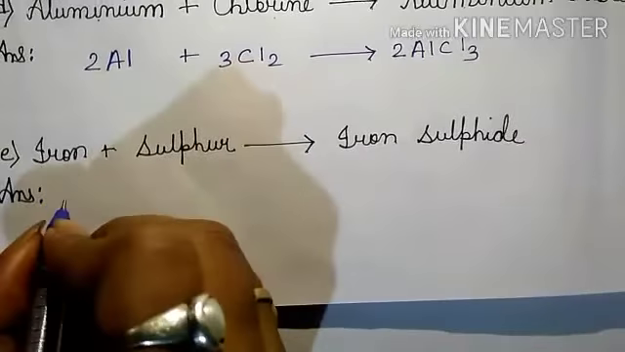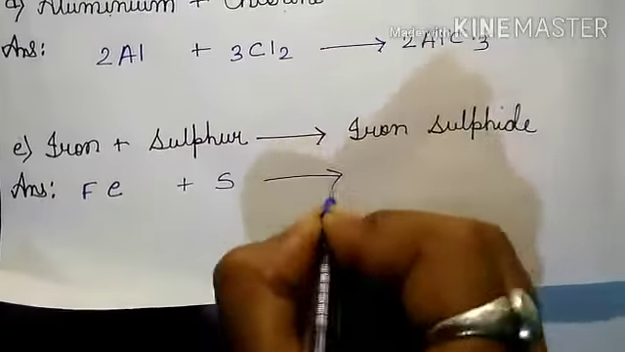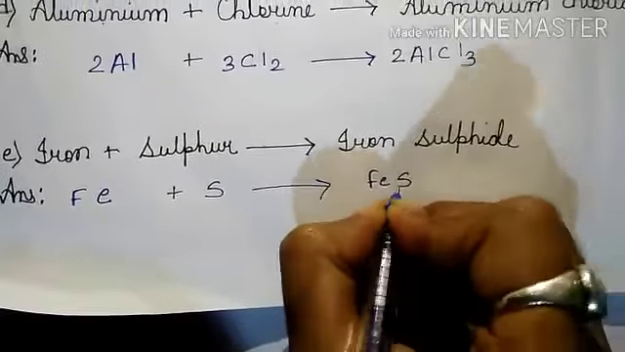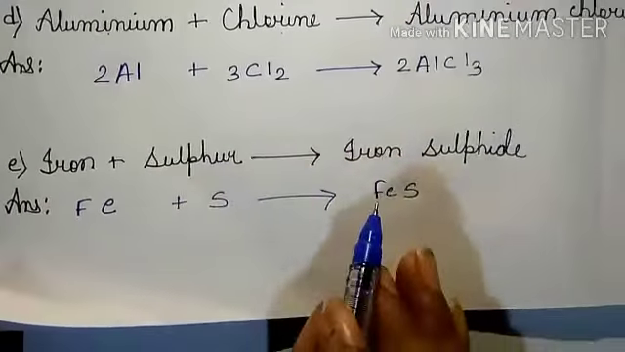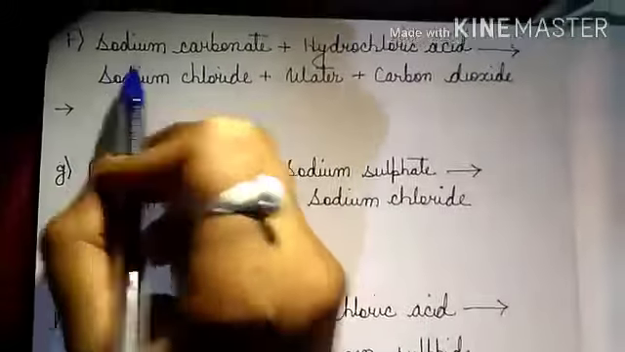Now we will see iron plus sulfur gives iron sulfide. We know iron is Fe and sulfur has the formula S. Iron sulfide is FeS. This equation is a balanced equation. On both sides Fe is the same, and the number of sulfur atoms is also the same. Now we'll see the next question.